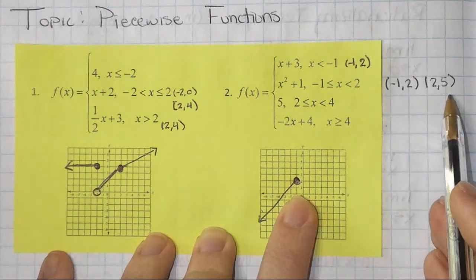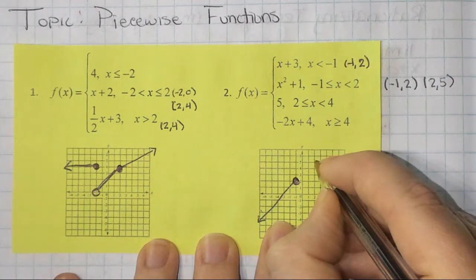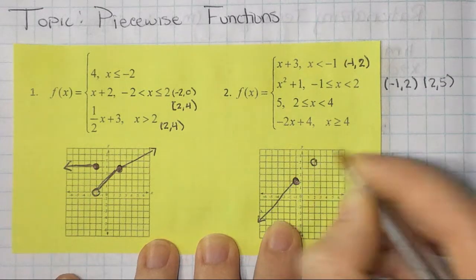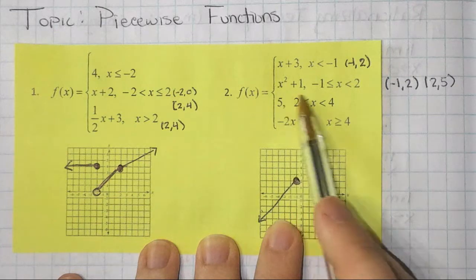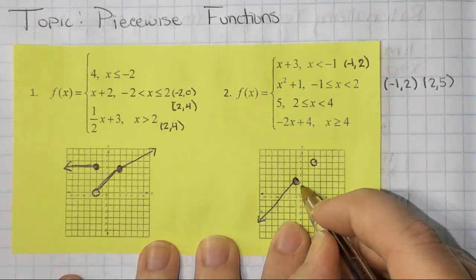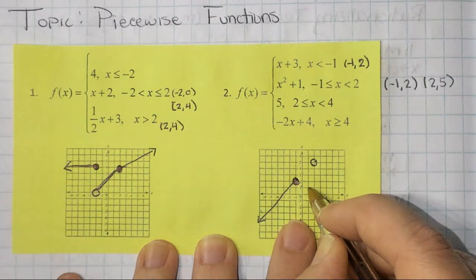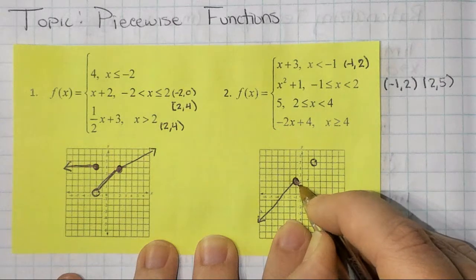Now I'm going to go to 2, 5. Is it open or closed? Open. Now guys, this is not linear, so do not draw it linear. What is this? This is quadratic. I have a y-intercept of 1 that kind of helps me out, and if I wanted to plug in 1, I would happen to get 2. So that kind of shows me what that quadratic is doing.